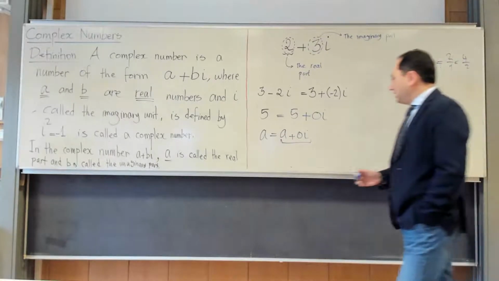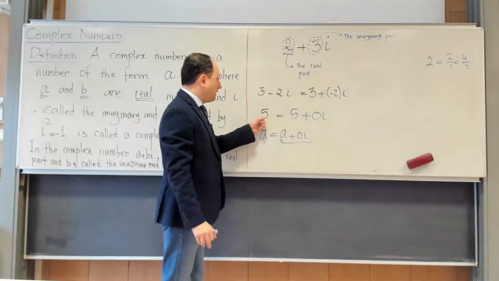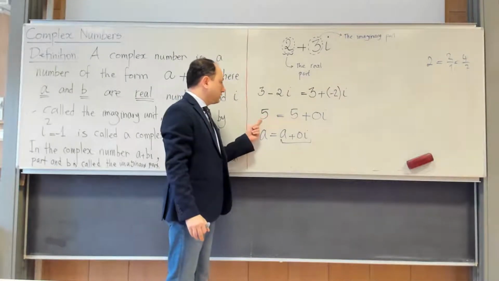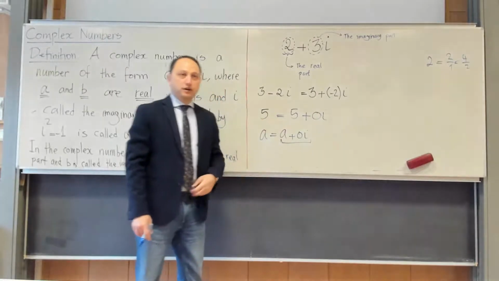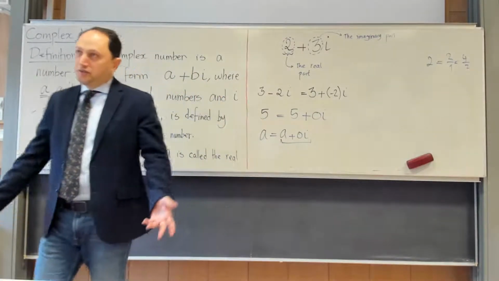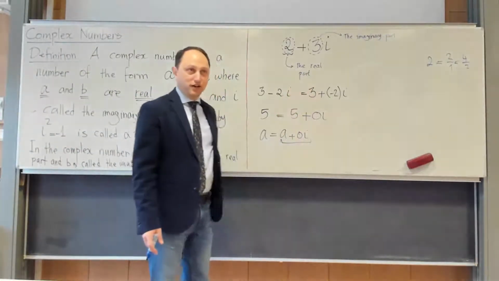Yes? There are some possibilities. So here, if 5 is a number, and I ask you what is the real part of 5, it is 5. What is the imaginary part of 5? 0. This is not very strange. There is nothing imaginary about 5, so the imaginary part is actually 0.